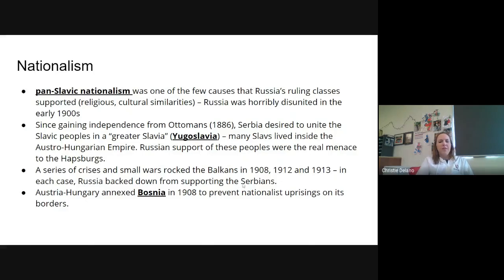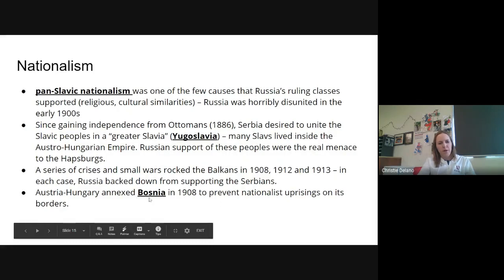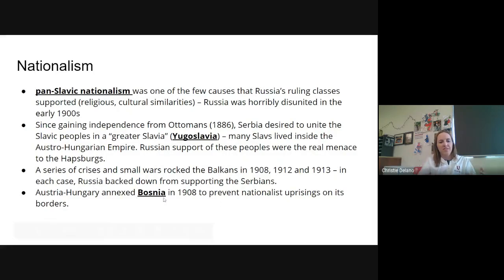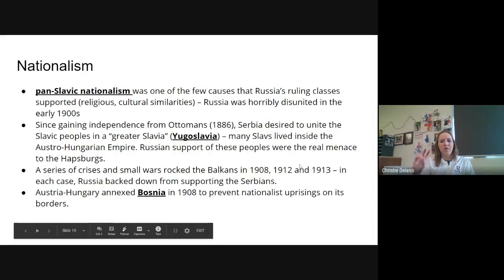But what happens in the lead up to the war in 1908, 1912, and 1913 are two what we call Balkan Wars. And in each of these conflicts, Russia was supposed to support Serbia. But in each case, Russia backed out and never did end up supporting Serbia. This enables Austria-Hungary to annex Bosnia, or take over Bosnia, in 1908 to prevent nationalist uprisings on the border. This also signals to Austria-Hungary that perhaps Russia's support for Serbia is not as strong as they claim it to be, because they've backed out not once, but twice.